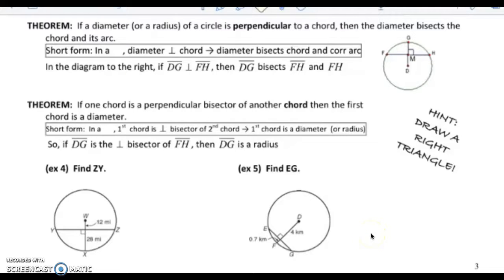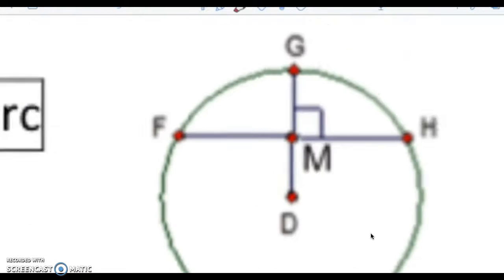These next few theorems have to do with different chords throughout the circle. So the first one we're going to talk about is if a diameter or radius is perpendicular to a chord, then it bisects the chord and the arc. So let's look at this picture.